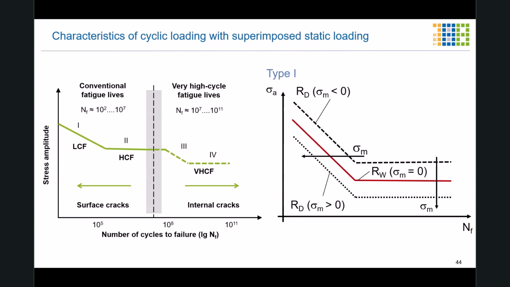On the right side of the type 1 curve, we can see the influence of the mean stress. If the mean stress is very high, we will get a shorter lifetime. If the mean stress is very low, so we are in the compression area, then there will be a higher lifetime because the crack propagation will be hindered.